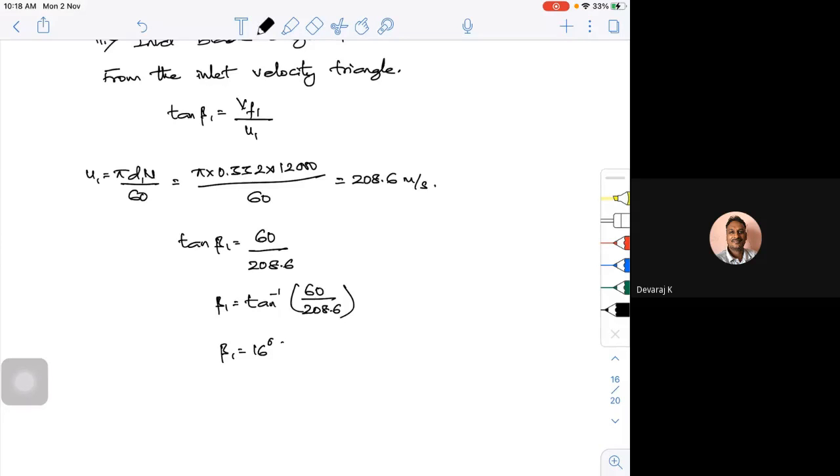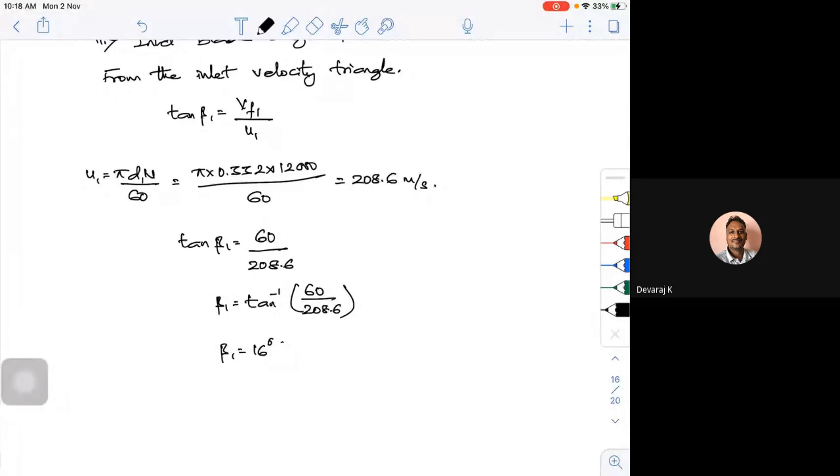So all the things which were supposed to be found in the numerical are found. The first one was power, which was 2050 kilowatts. The second one was outer diameter, which is 0.664 meters, the third one is my inner diameter, which is 0.332 meters, and the last one is my inlet blade angle, which is 16 degrees. So everything we found. What is the first thing you have to do? Read the problem statement, go step by step and try to solve it.